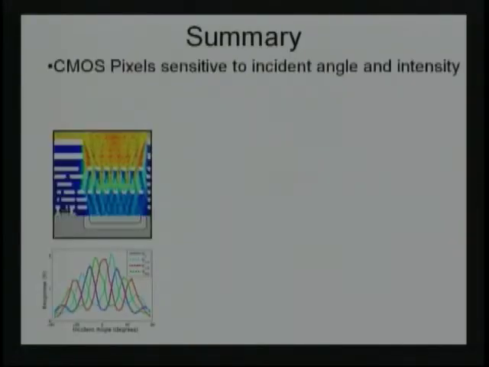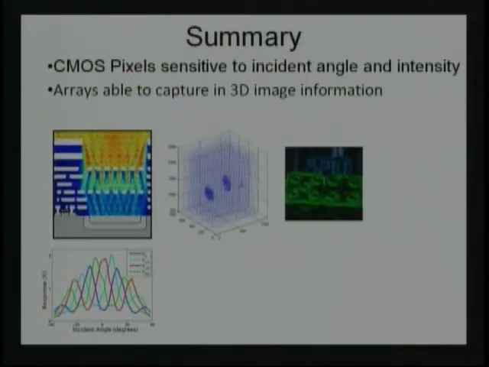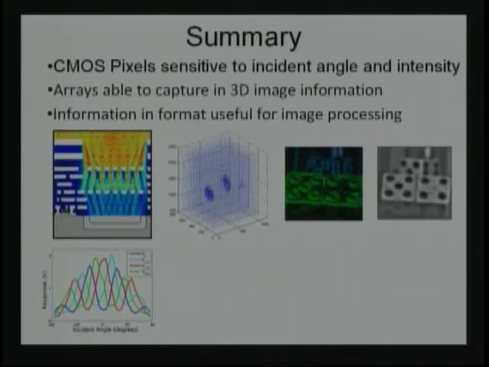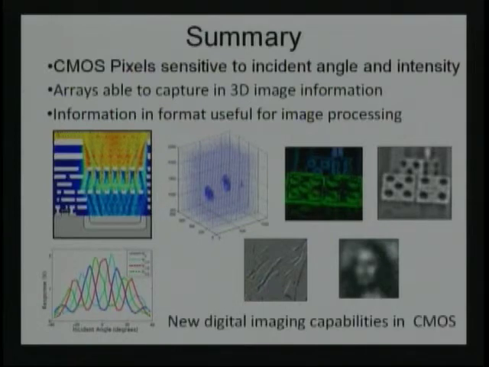So in summary, what I've talked about today is CMOS pixels that are sensitive to incident angle as well as intensity, with these periodic responses. We've been able to build arrays that capture 3D information, both in the lensless case, but also with lenses to get depth information and computational refocus. And we've shown that we can also use this information format in an efficient way because it gives us things in essentially a compressed format or even in a completely lensless image capture format. So overall, it's a whole new set of digital imaging capabilities in standard CMOS. So very low cost, but a whole new space of classes of information you can capture.